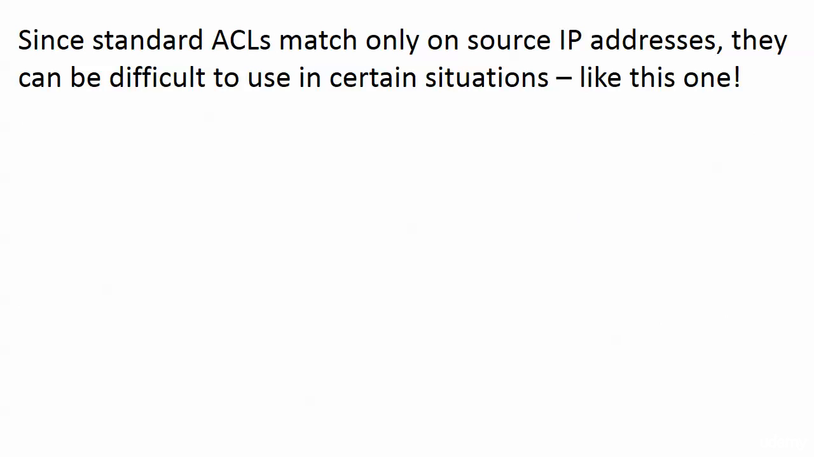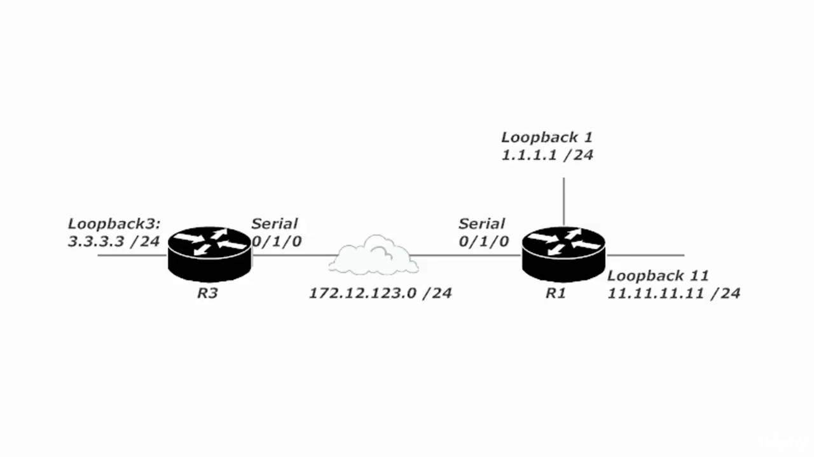Now, since standard ACLs match only on source IP addresses, and I know you're already getting tired of hearing that, that makes them kind of difficult to use in certain situations, like say this one. And here, I just left router 2 out. We've got the usual cloud connection between routers 1 and 3 over the 172.12.123 network. Usual serial interfaces there. We've got 2 loopbacks on router 1 and just 1 on router 3.